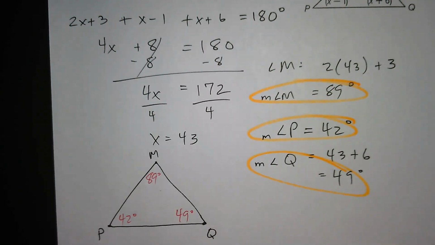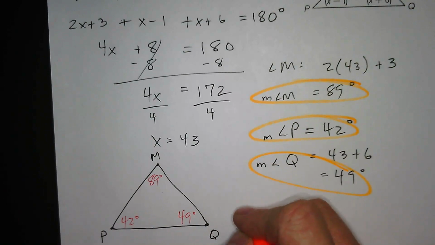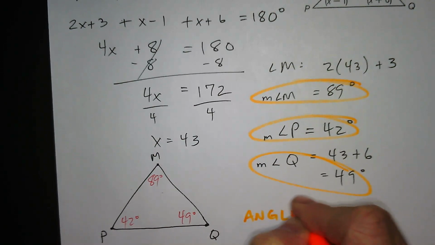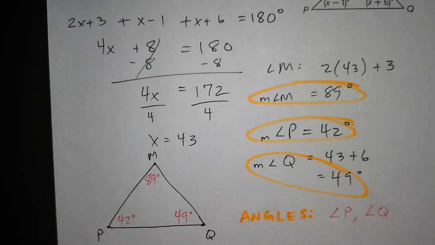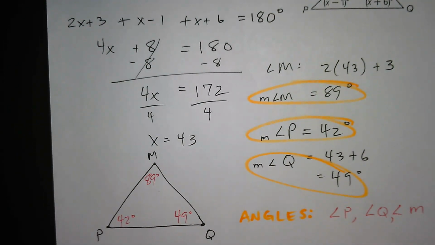All right, so I was asked to order both the angles and the sides least to greatest. So we can do angles, least to greatest. The smallest angle value is 42 degrees, so I'm going to do angle P. And then I have 49 degrees, so that's angle Q. And then I have angle M, which is 89 degrees. All right, now I got to do my sides.